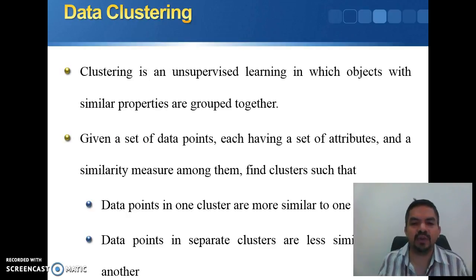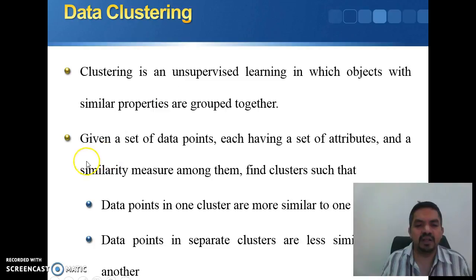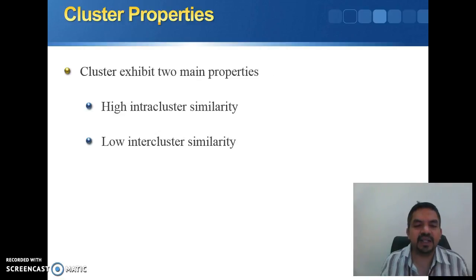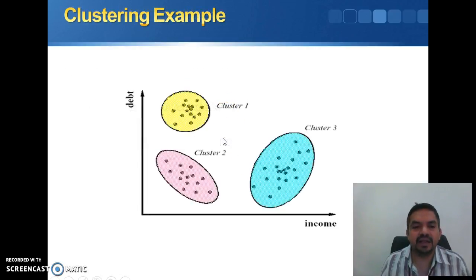Clustering is an unsupervised learning technique in which objects with similar properties are grouped together. In this technique, data points in one cluster are more similar to one another, and data points in separate clusters are less similar to one another. Clustering exhibits mainly two properties: high intra-cluster similarity and low inter-cluster similarity.